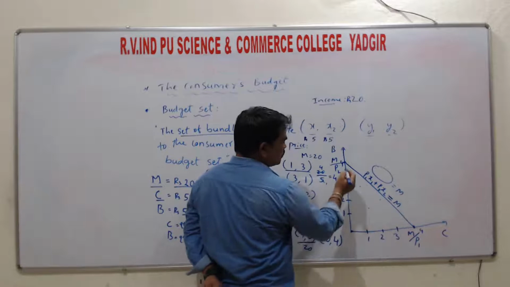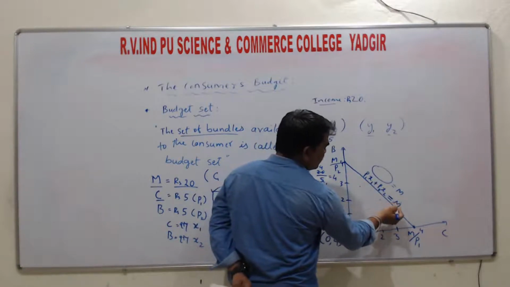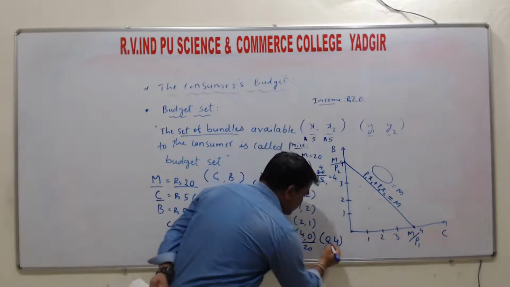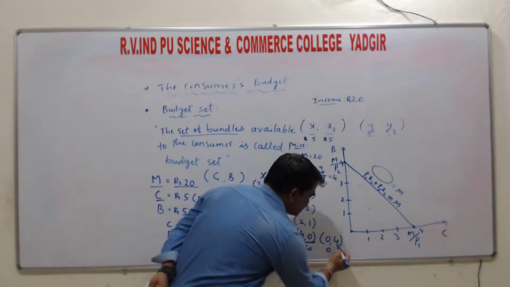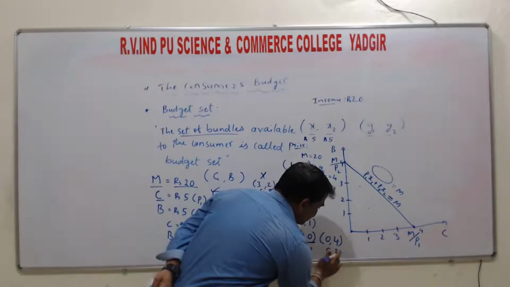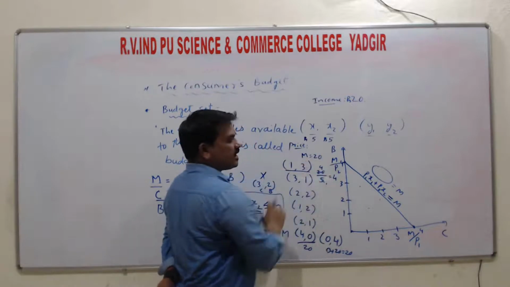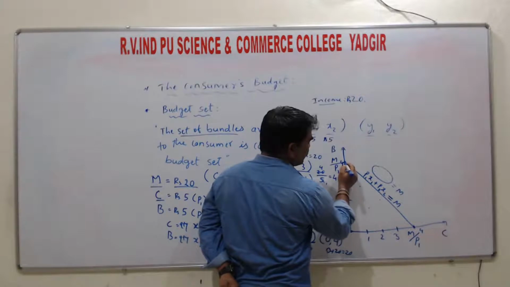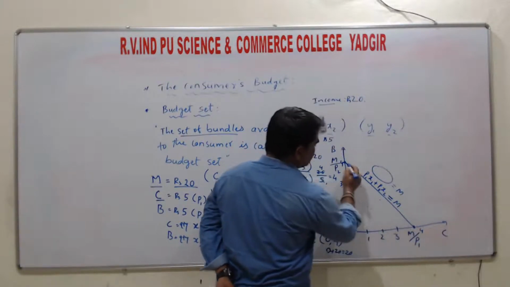So to be on this budget line, what is the thumb rule? It should always be equal to his income. You will see that here it is 0, and 4 quantity of biscuits. The price is 5, 4 times 5 is 20. So the total income here is 20, which is exactly matching with his income. So when this equals this, we will get that point on this budget line. So even this point is on the budget line.